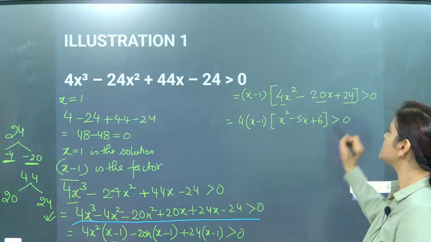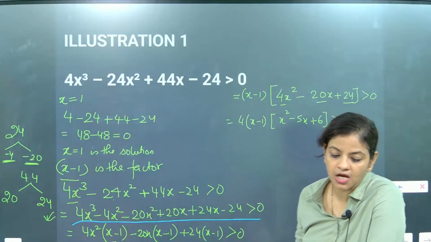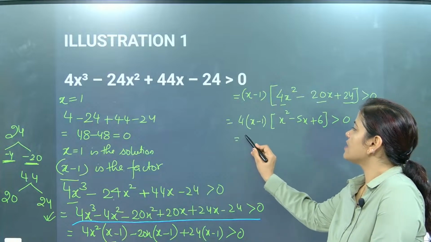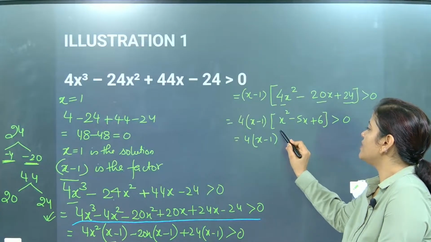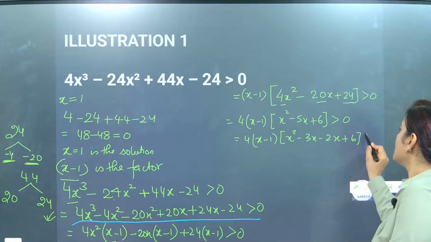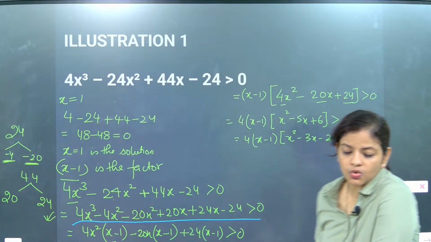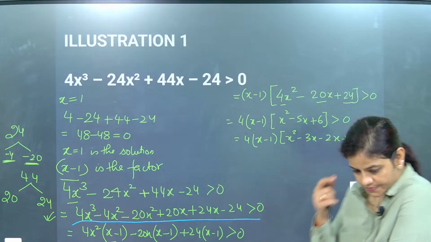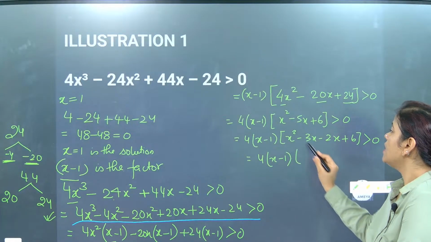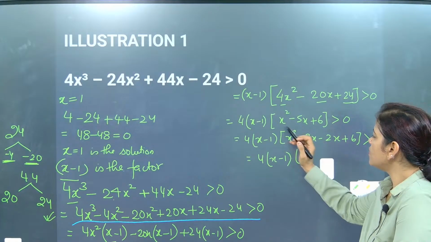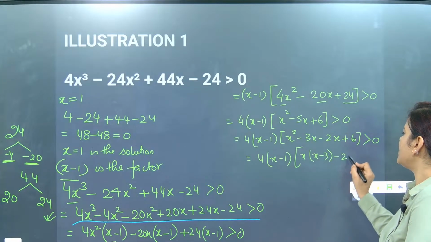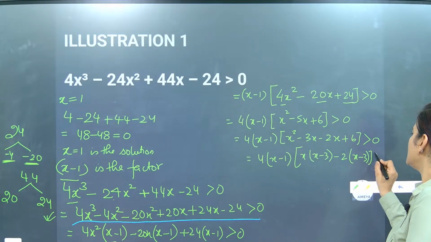Now beta, again this part we are going to solve. 6 will be written as 2 and 3, and the sum will be coming as 5. So here it is coming as 4 times x minus 1 times x square minus 3x minus 2x plus 6 greater than 0. Understood? Once we have done till here, it is coming as x minus 1. Now take x common, and it will become x minus 3. Now take minus 2 common, x minus 3 greater than 0.